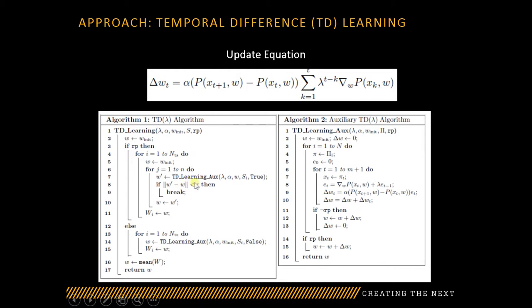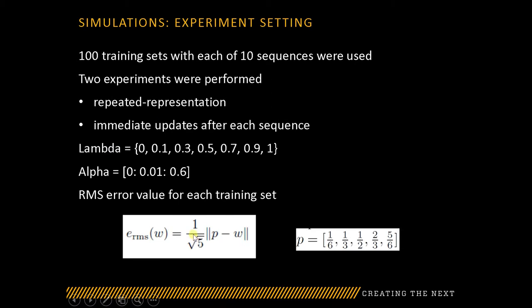In the second experiment, we just update the parameter after each sequence and the training set is passed to the algorithm just once. Here's the setting we use during the experiments. We have 100 training sets, each of 10 sequences. We perform 2 experiments and lambda and alpha take values between these 2 sets, and for each execution we associate it with an RMS value, which is computed as follows, and here P is the true probability distribution.